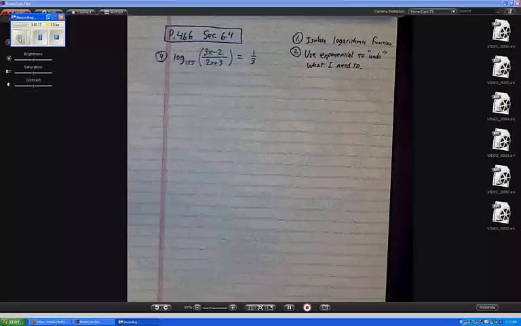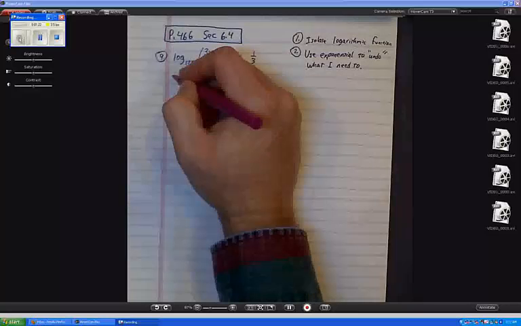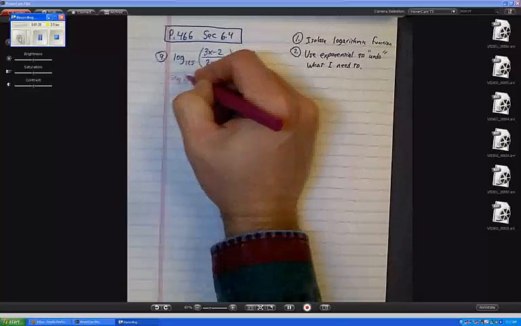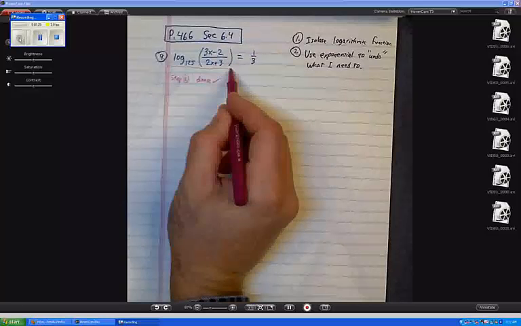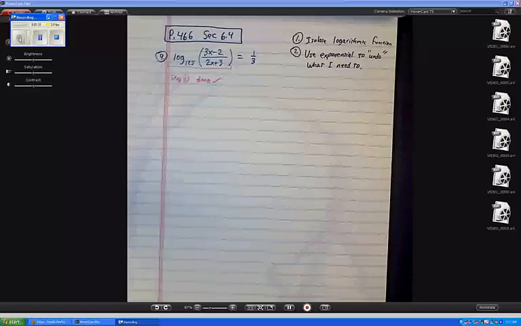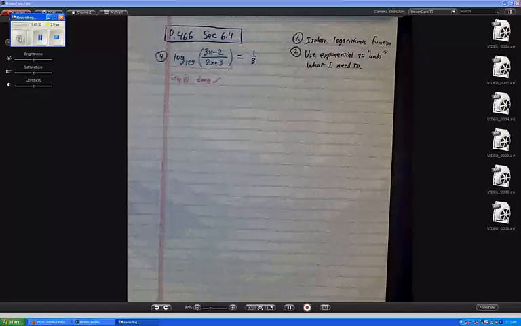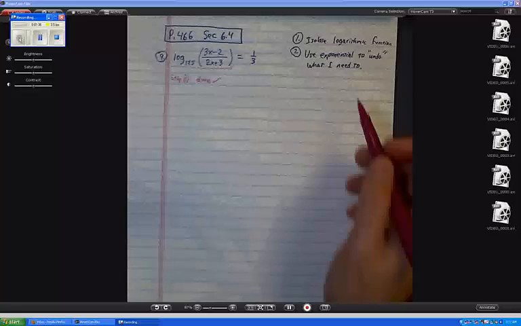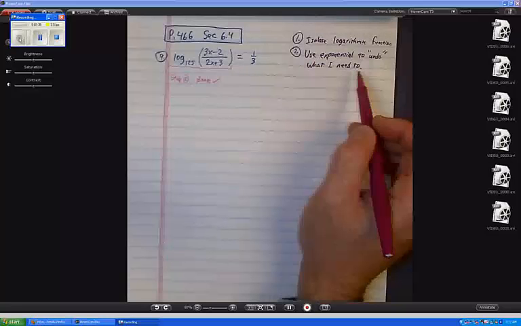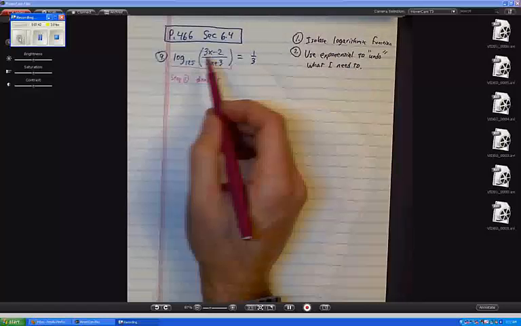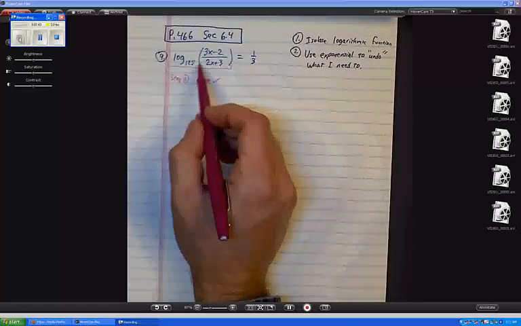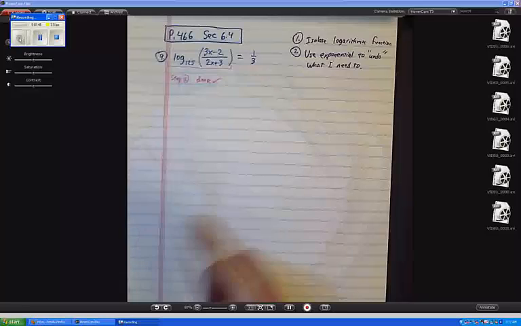All right? So, by the way, for this particular problem, step 1, done. I already have the log isolated by itself. That's not going to be true for the other ones, okay? But once I have that, I can use an exponential to undo whatever I need to. So the base that I want is this 125, right?